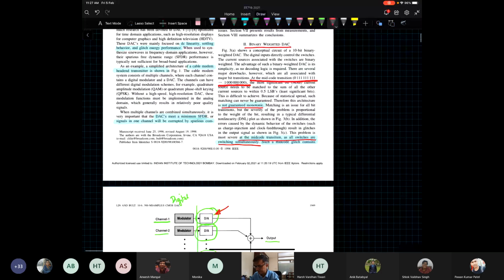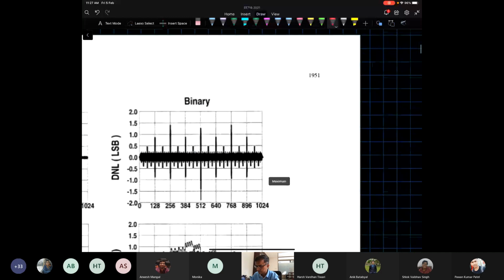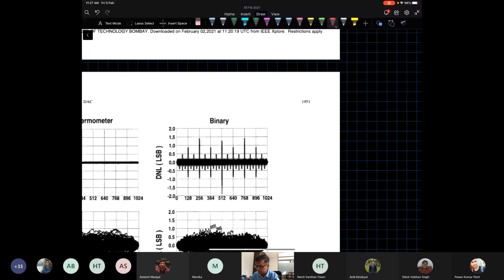Okay, so let's see what that glitch looked like. If you look here, you can see you're going from 0 to 1024, because it's a 10-bit DAC. And if you do all binary, then anytime the MSB, MSB minus one or MSB minus two gets flipped, you get these glitches. You can see the glitch here. This glitch basically signifies how this thing is working, and you get a DNL which is pretty large in this particular case. It can be one LSB here, it can be minus two LSB also.